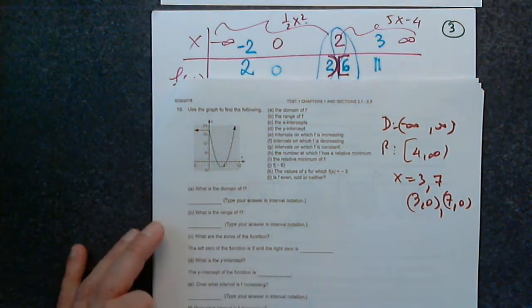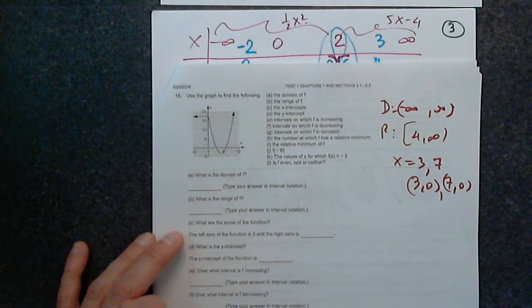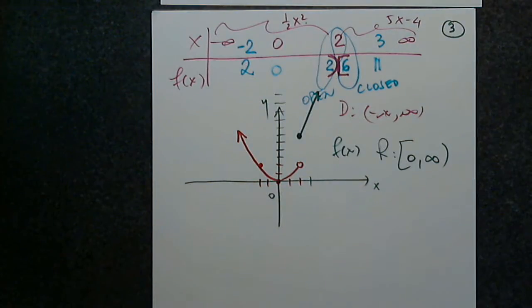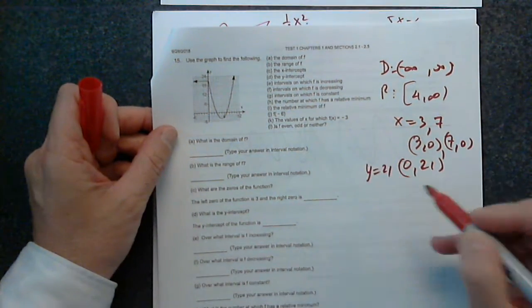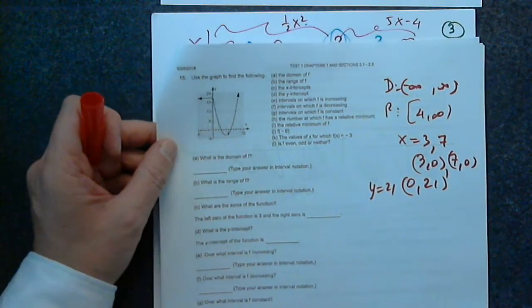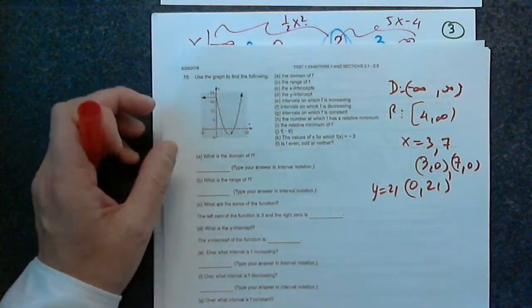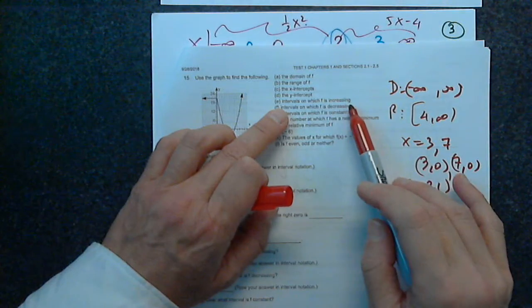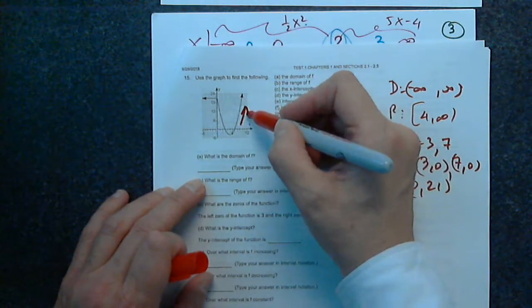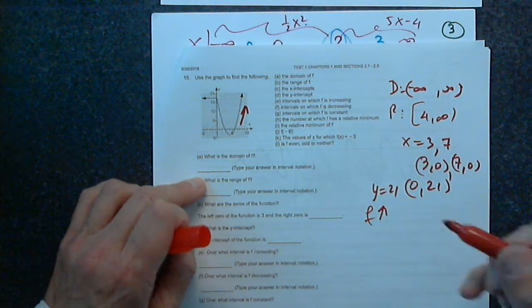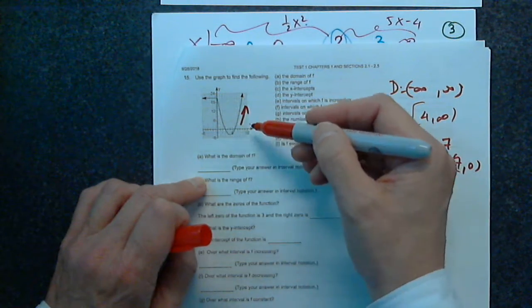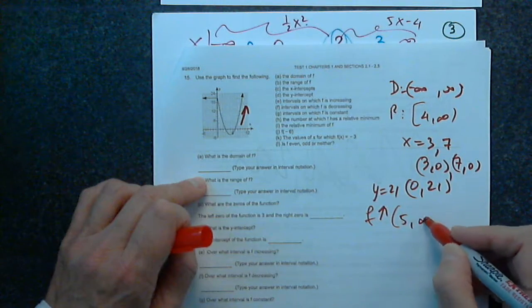The y-intercept. I think it's 18, 19, 20, 21. So y equals 21 for the y-intercept. Would you agree? Yeah. Okay, good. Intervals on which f is increasing. F is increasing from 5 to infinity. Awesome. Great job.